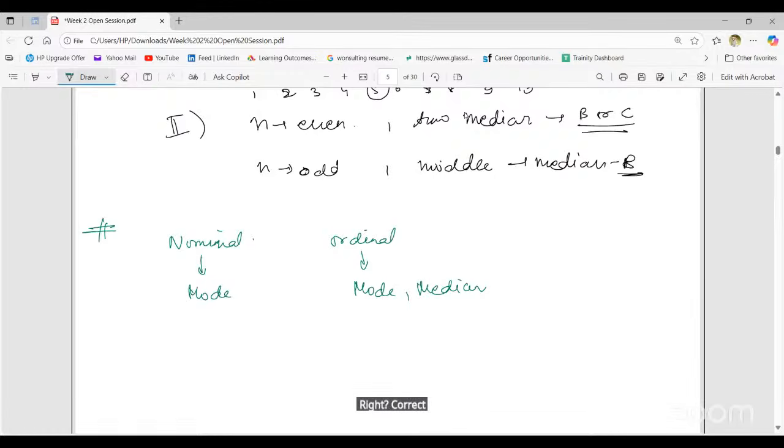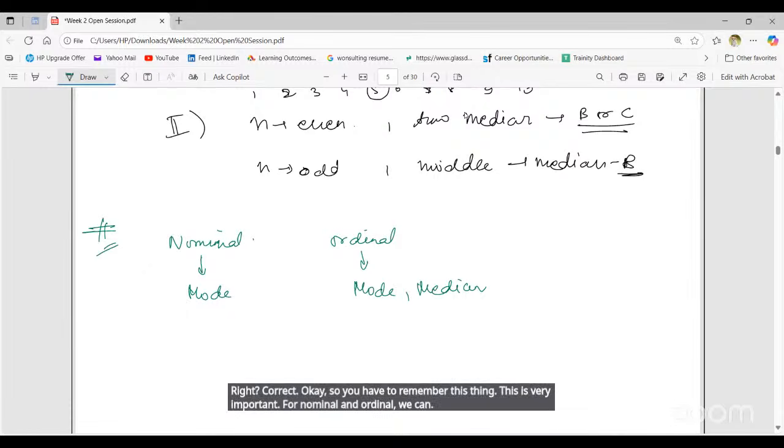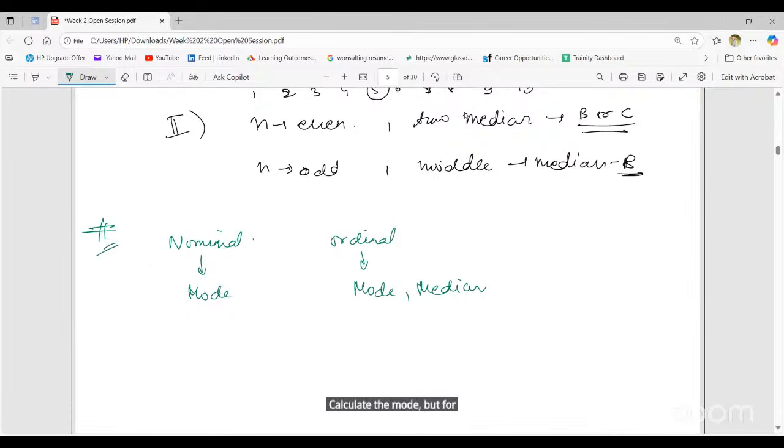Okay. So you have to remember this thing. This is very important. For nominal and ordinal, we can calculate the mode, but for ordinal only, we can calculate the median. Fine. Okay. So this was all about the categorical variable.